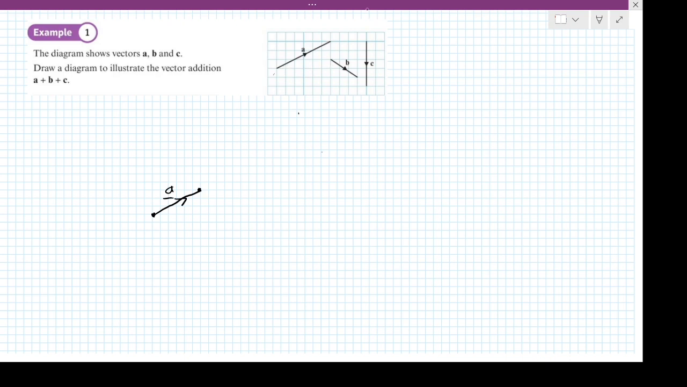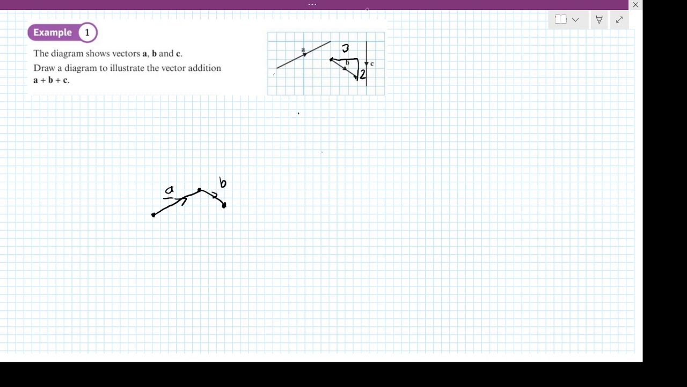Then we need to add vector B. At the end of A, we start and add B onto it from that point. So this is B. Again, we start here and end there. We go 1, 2, 3 across, and then 1, 2 down. If we connect the two, I get that vector B there.